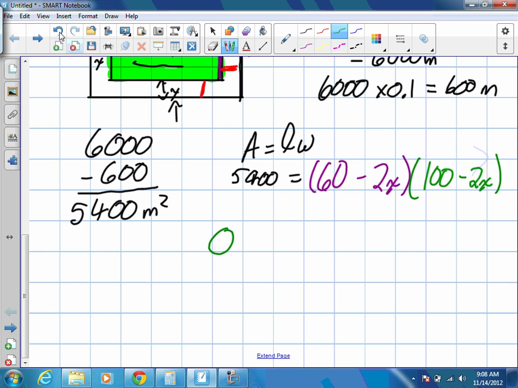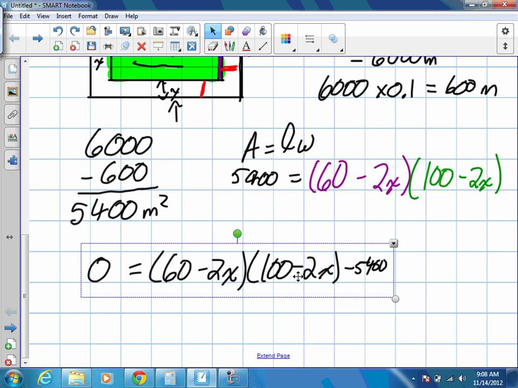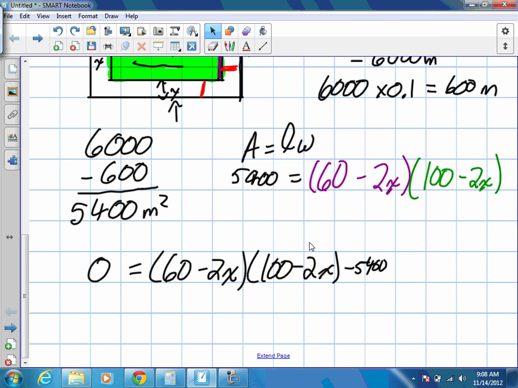We get 0 is equal to 60 minus 2x times 100 minus 2x, minus 5,400. Let's move this over because we have some room. So here's our major equation right now. I'm going to expand this and simplify all my terms. We'll put this into standard form and then see what we can do from there.